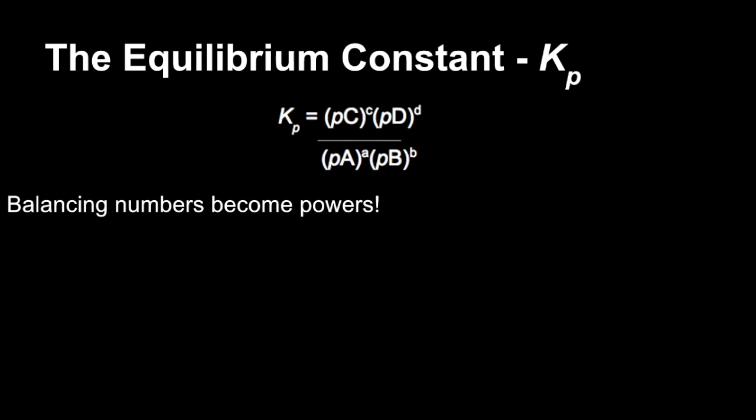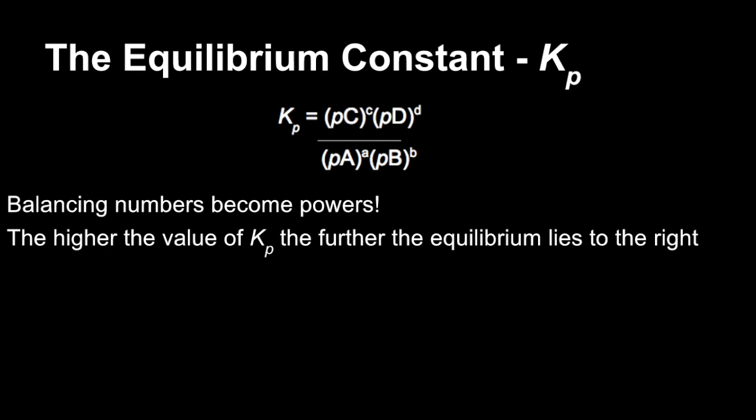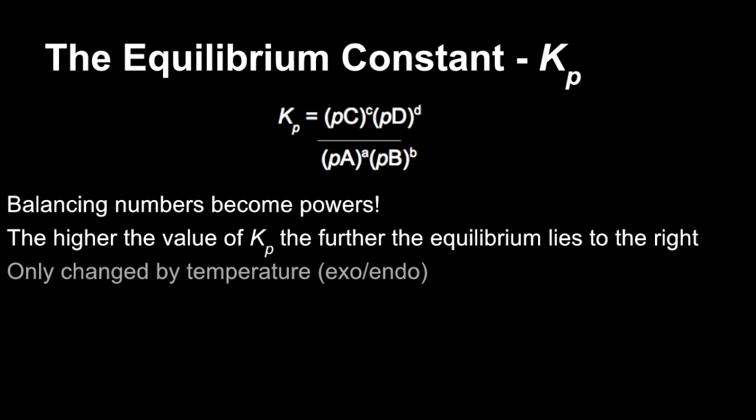the chemical equation. The higher the value of Kp, the further the equilibrium is to the right, and vice versa, just like with Kc. Again, it's only changed by the temperature, so you need to apply Le Chatelier's principle, and you need to know whether the forward reaction is exothermic or endothermic.